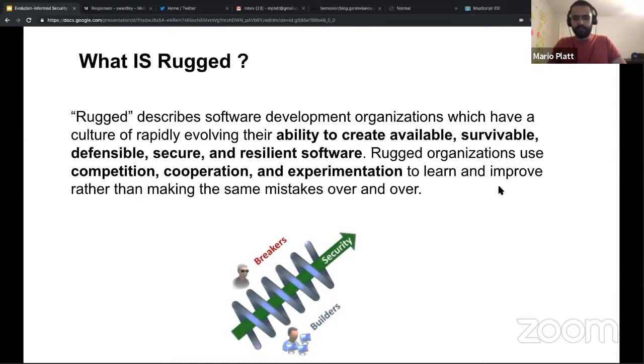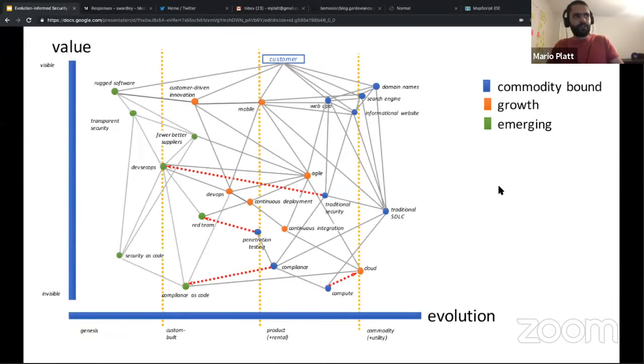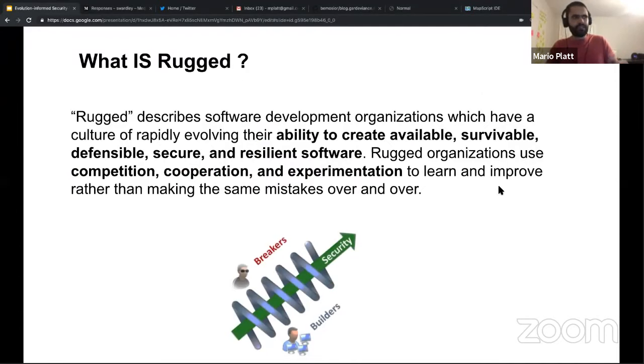But basically, one of the things he mentions here is also about rugged software. So rugged software describes software that has development organizations that have the ability to create available, survivable, defensible, secure, and resilient software. And that this is achieved through competition, cooperation, and experimentation. Right? So a great example of that is Netflix. They are kind of typically known for their chaos engineering practices, where they've got some software that breaks things on purpose in production so that they can learn straight away and make sure that their systems are resilient.